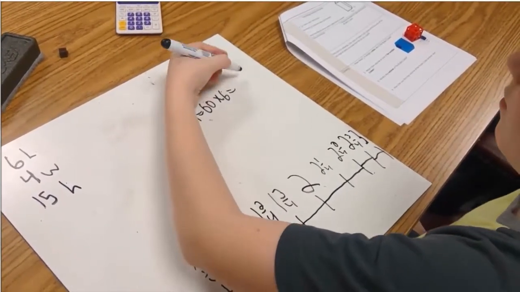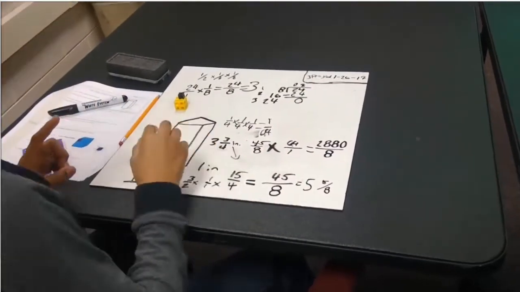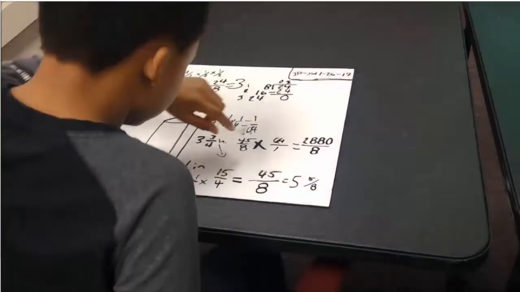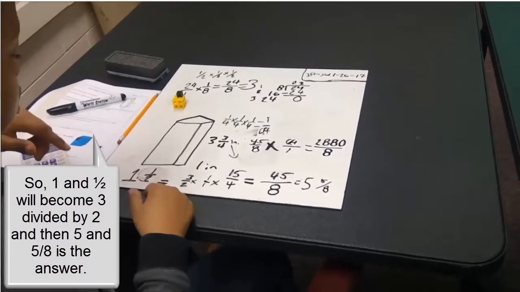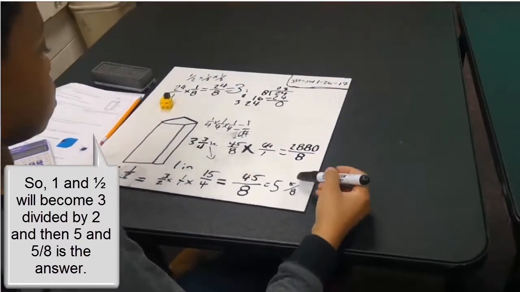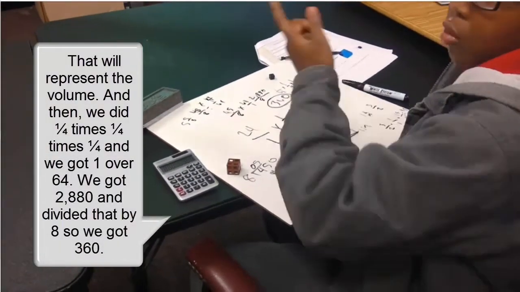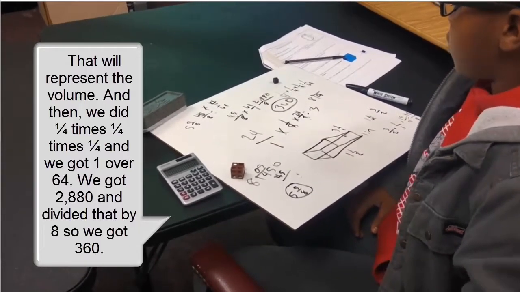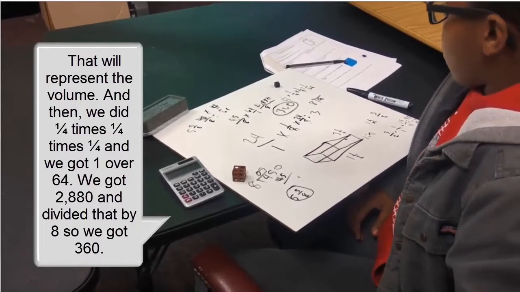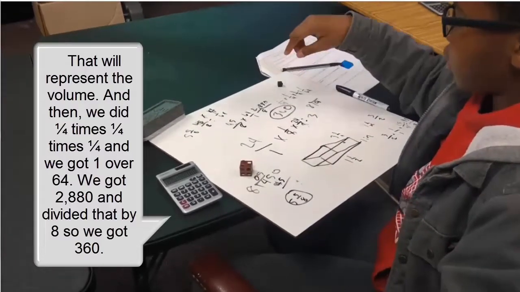Some students find the volume of the prism and divide this volume by the volume of one of the fractional edge length cubes, while others use their understanding of equivalent fractions to convert the dimensions to a number of cubes. So the 1 1/2 will become 3 over 2, and then 5. That represents the volume. When we did 1/4 times 1/4 times 1/4, we got 1/64. Then we divided that by 8, so we got 360.